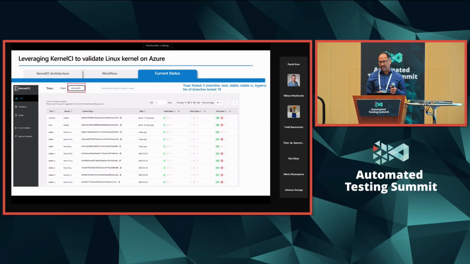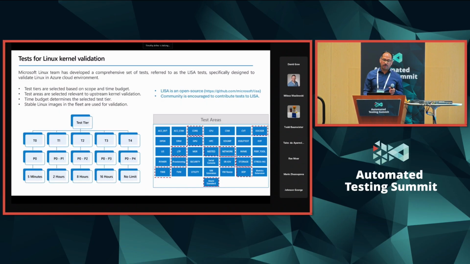So far, basically, we are monitoring 5 trees. That is mainline, next, stable RC, and Hyper-V tree. And then basically, we are testing validation for 19 branches. This is about what are the tests we run for the Linux kernel validation.